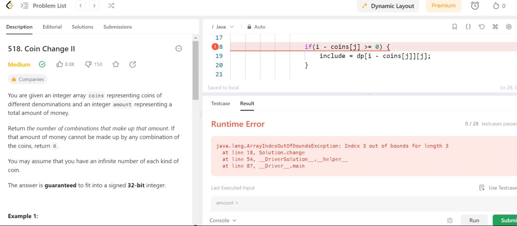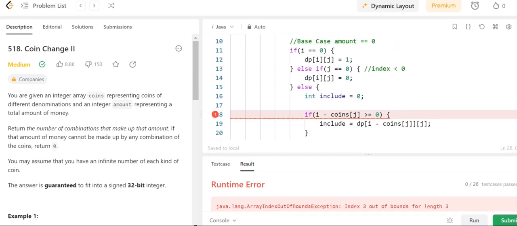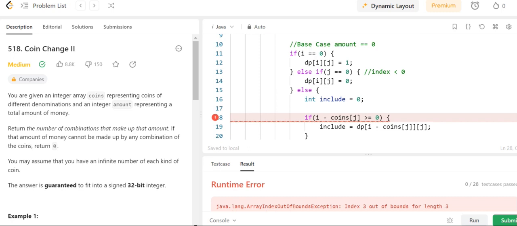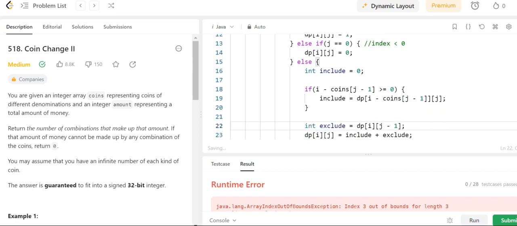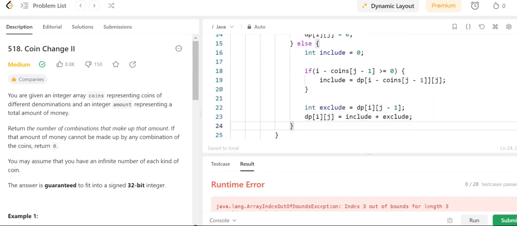Oh, I know what the problem is. So here, when we do i minus coin of j, our index is not 0 based. So we need to do j minus 1. The first element is at index 1 only. I mean, in the array, the index starts from 0. So here we are saying that the first element is at index 1, but the array starts from 0. So we need to do j minus 1, and we also need to do j minus 1 here. And I think that's it.